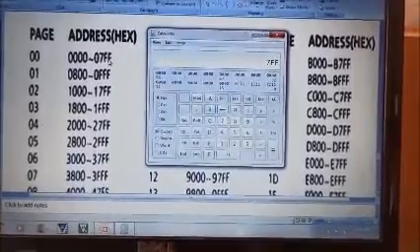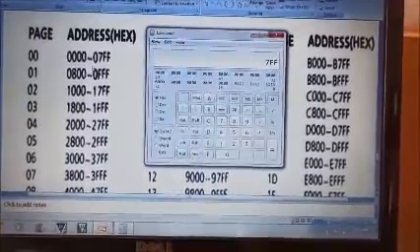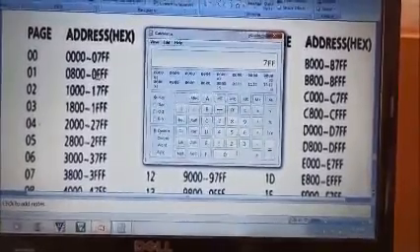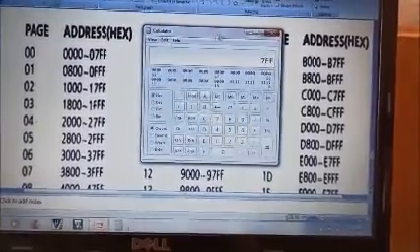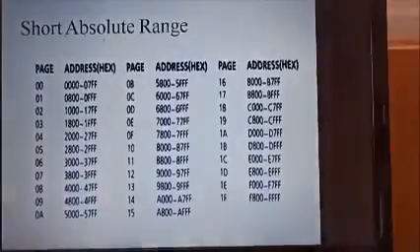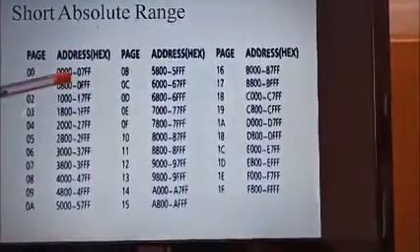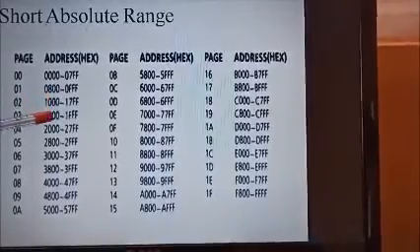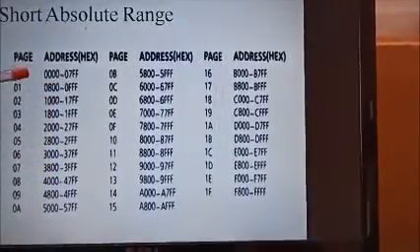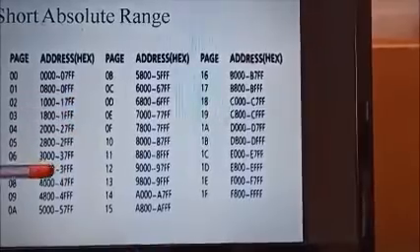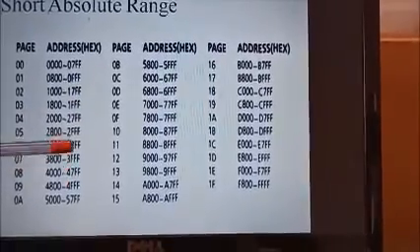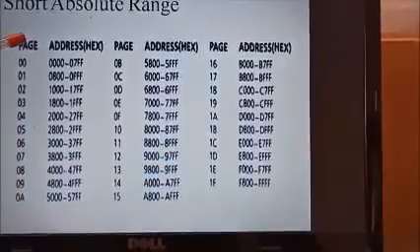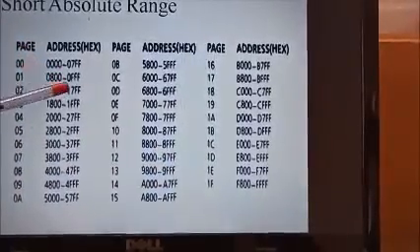Similarly, after 07FF the next number will be 0800. That second page is also 2K in size. The next page, page number 1, is also 2K, and so on. Like that, all 32 pages are divided with a size of 2K, and each is provided with different addresses. This is very easy to remember, so don't memorize it by heart.